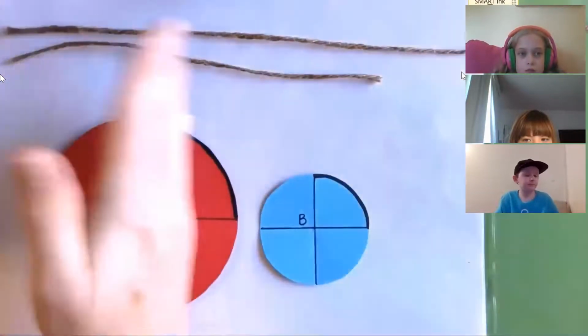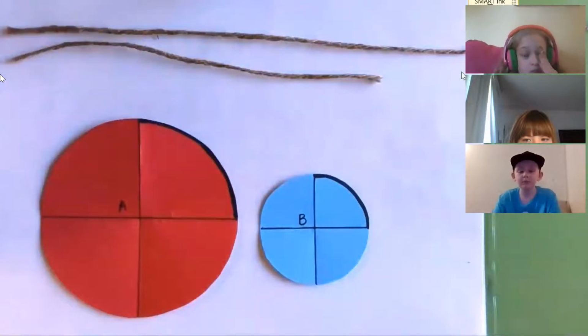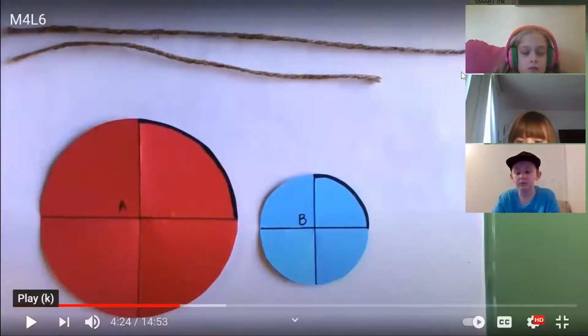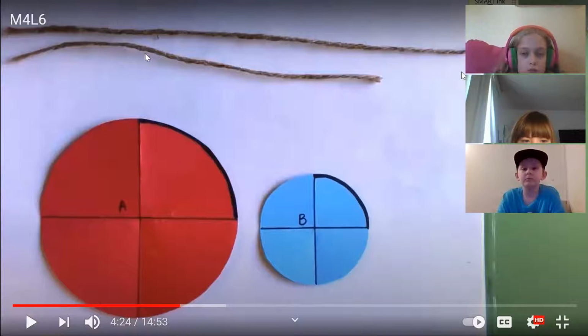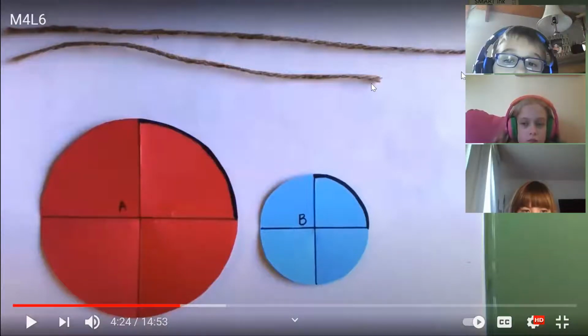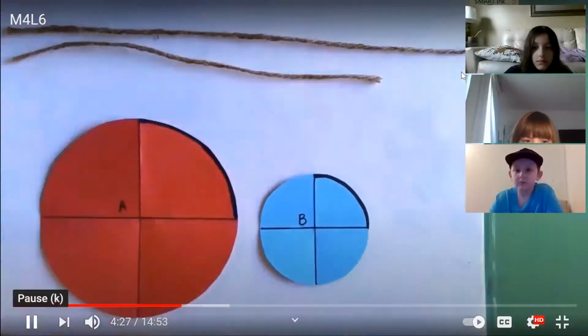Now, if I were to chop up each of these strings into 360 equal-sized pieces, which arc would have smaller pieces? Which one, Tyler? A. Look how big A is. If we cut this string into 360 pieces and this string into 360 pieces, Sarah, which one would have smaller pieces? B. Right, because it's so much smaller. Right, the arc for circle B would have smaller pieces.